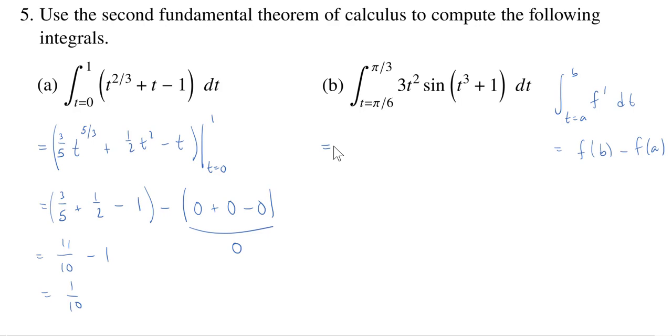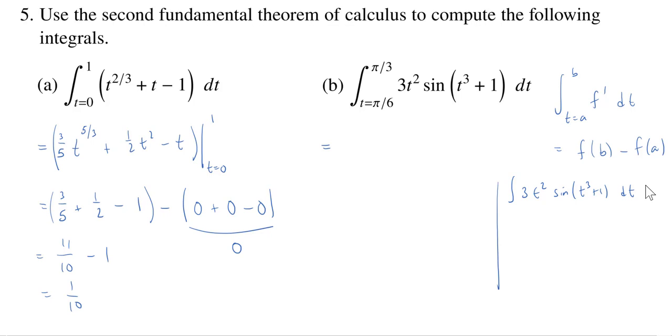Okay, so for this one, we want to find an antiderivative of this function, but it's a little more complicated looking. So maybe we want to do a little bit of auxiliary work first. So let's go to the side. And let's say we wanted to find an antiderivative for 3t squared times the sine of t cubed plus 1. Now I don't know it immediately, but I do have this tool that I've worked on, which is substitution.